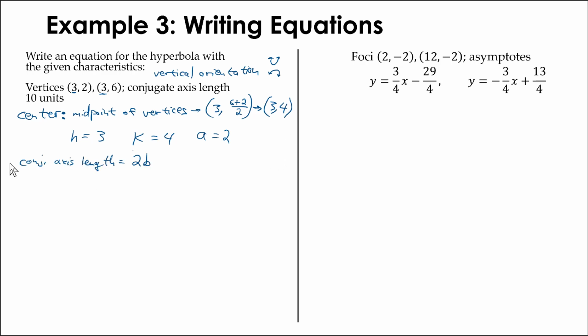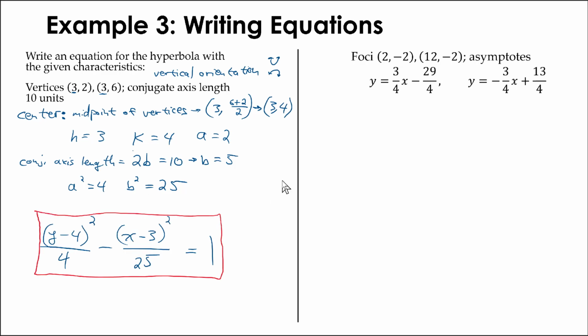Our conjugate axis has a length of 2b, and we're told that that length is 10 units. So I can solve this little equation for b and find out that b is equal to 5, which gives me a squared equals 4 and b squared equals 25. So I have h, k, a squared, and b squared. That's all I need to write my equation, which is going to look something like this. Oh, and I need orientation. So using that same thought process, go ahead and see if you can find the equation of this example here on the right.